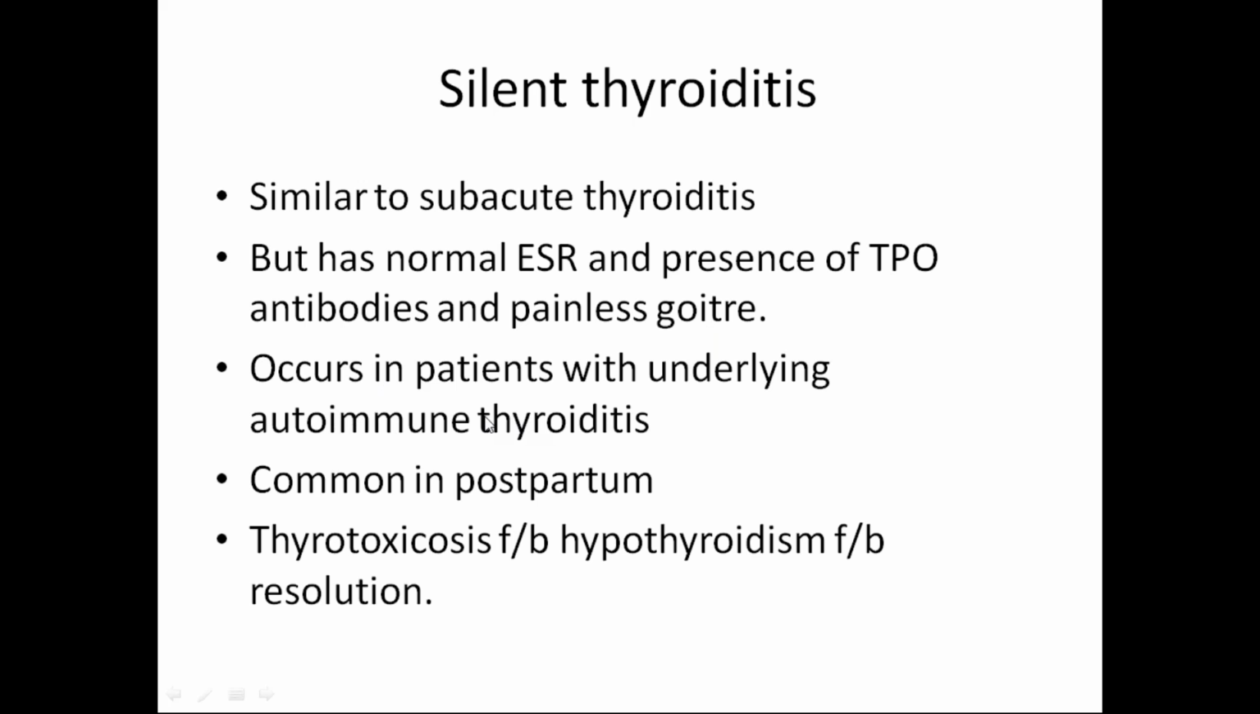It generally occurs in any patient with Graves' disease. They are at risk of going into silent thyroiditis, so we have to watch out for it. It is most common in the postpartum period, and it is also called postpartum thyroiditis. If we have a patient with thyrotoxicosis, we have to watch out in the 3 to 6 months postpartum, because that is the period where the patient will be most vulnerable. In any case of either thyrotoxicosis or hypothyroidism, we have to watch out for postpartum thyroiditis. It follows the same course as subacute thyroiditis: thyrotoxicosis followed by hypothyroidism followed by resolution.